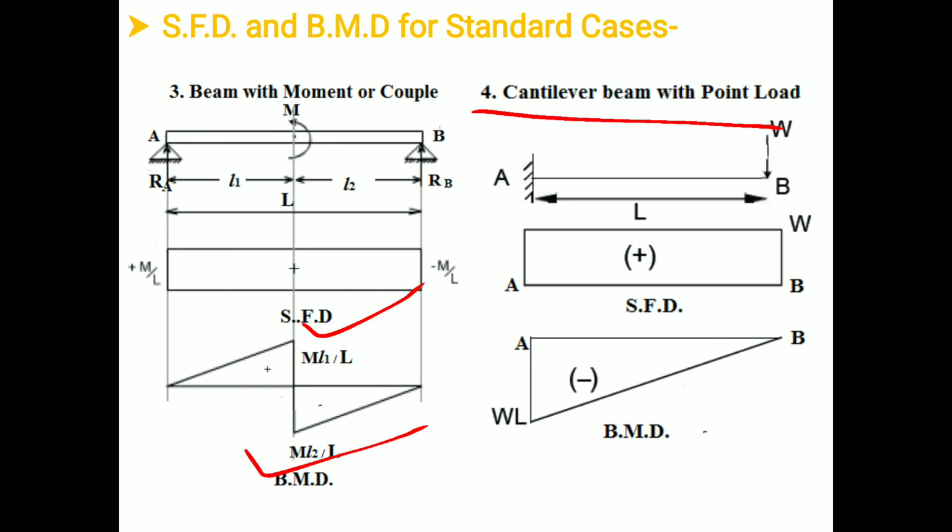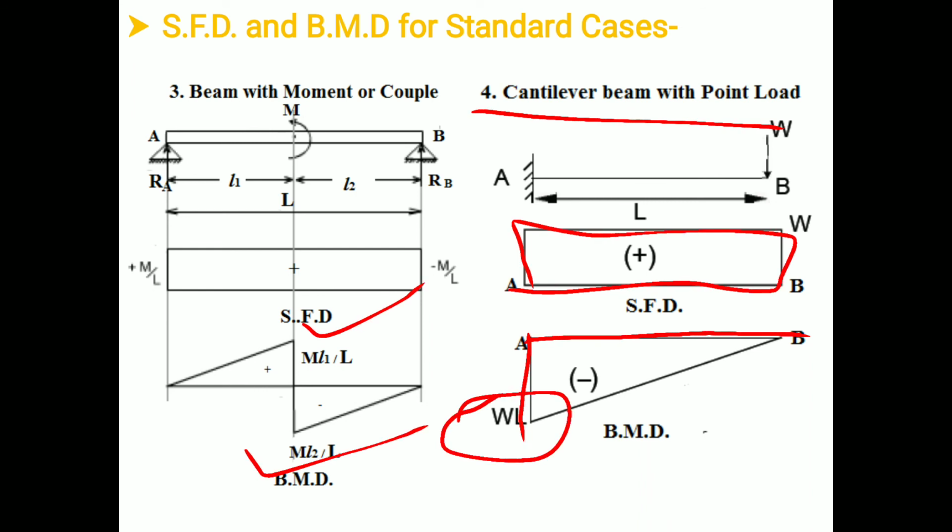Remember that for the cantilever beam we have three unknown reactions. The first unknown reaction is the upward force, the second one is the horizontal force, and the third one is the bending moment. Therefore we have a rectangular shear force diagram for a cantilever beam, and in the bending moment diagram we have maximum bending moment WL, whereas it is 0 at its free end. Remember that the maximum bending moment in a cantilever beam with the point load is WL, whereas at the free end it is 0.